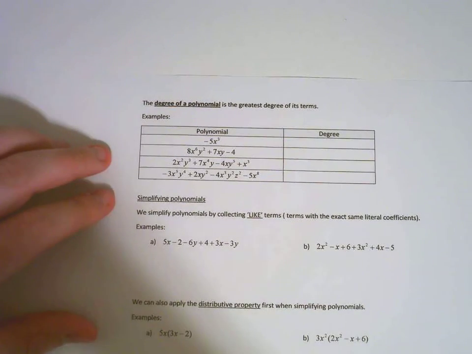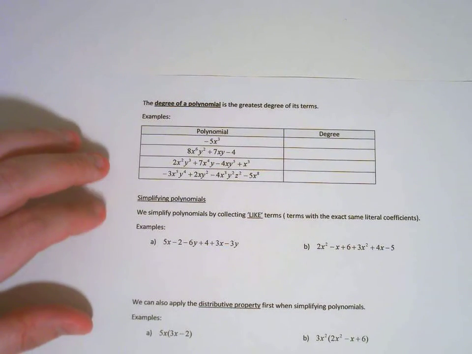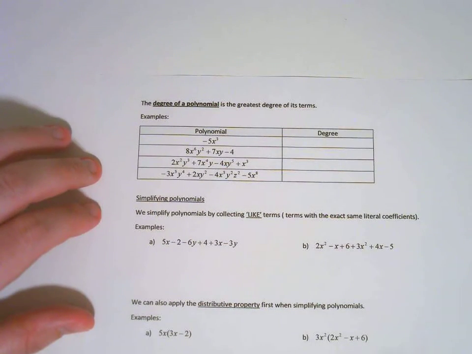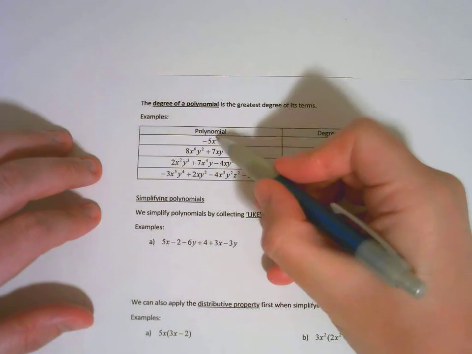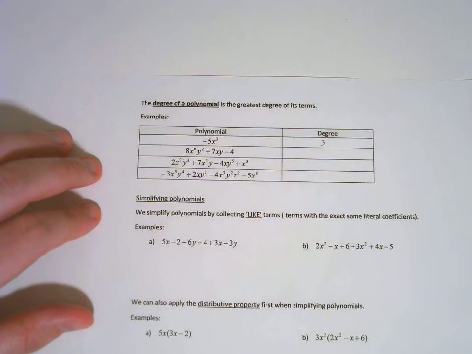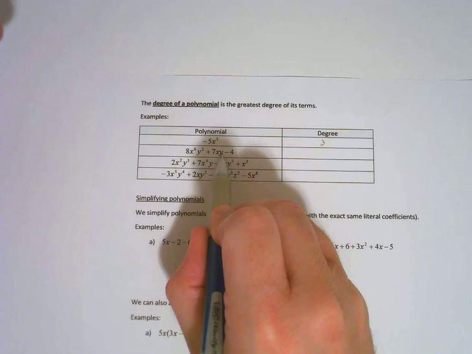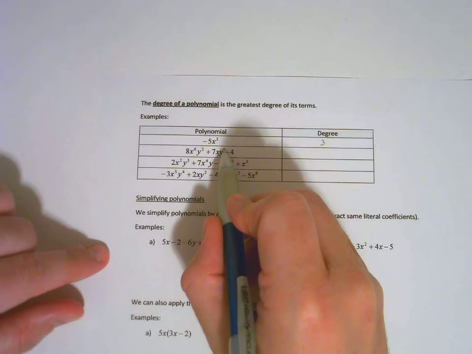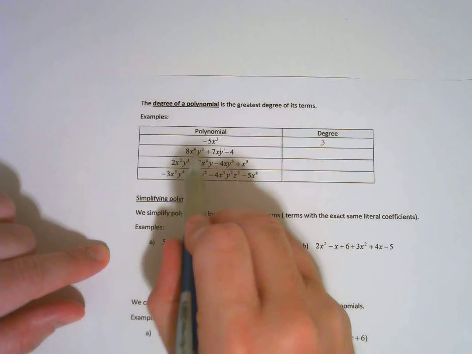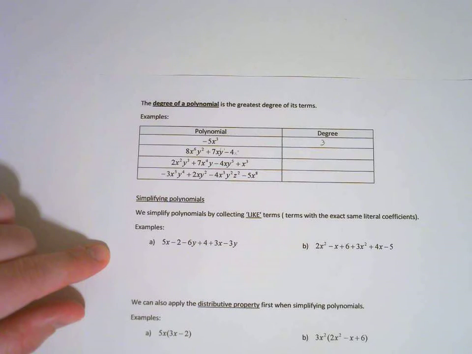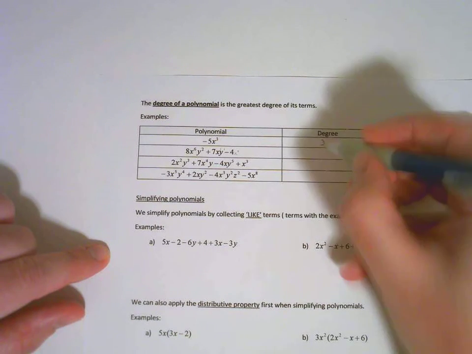Okay, when we talk about the degree of a polynomial, not just a specific term, then we look at the greatest degree of its terms, which means we look at each individual term in the polynomial, and whichever one has the highest degree, that's the degree of the entire polynomial. So this one only has one term, so the degree of the polynomial is going to be 3. Here, this has degree 8. This one's going to have degree, remember there's implied exponents there, so this has degree 8, this one has degree 2, this one has degree 0. So I take the largest one, which in this case is an 8.